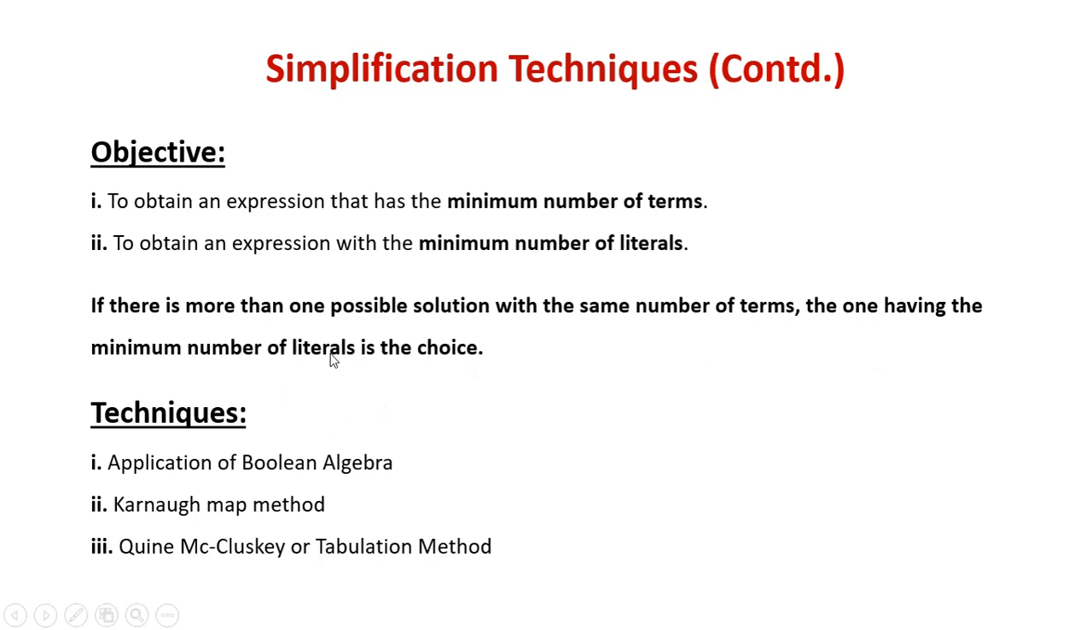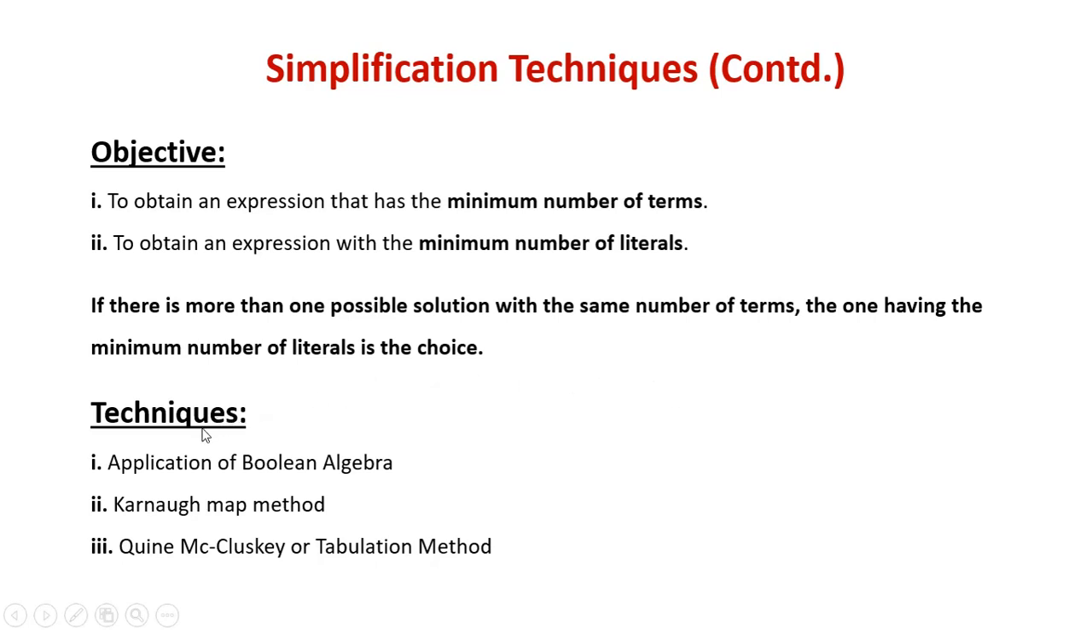Literals means if the variable is in complemented or uncomplemented form, that is a literal. Suppose a bar. So a and a bar are literals, while a is a variable. A only is a variable, and if it is present as a or a bar in some term, then it is considered a literal.